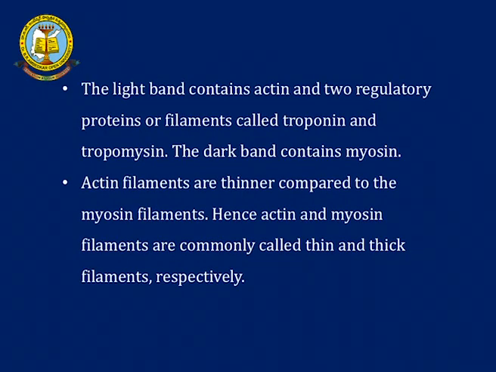The light band contains actin and two regulatory proteins or filaments called troponin and tropomyosin. The dark band contains myosin. Actin filaments are thinner compared to the myosin filaments, hence while differentiating, we can name actin and myosin as thick filaments and thin filaments based on their thickness.